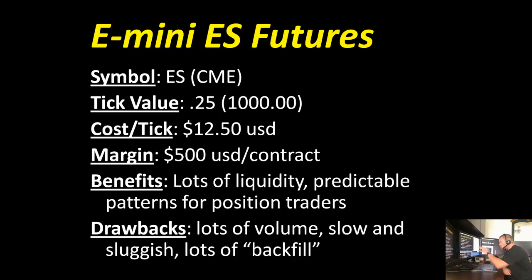So the biggest drawback of the E-mini S&P is that there's too much volume. Okay, all kinds of fake out breakouts and backfilling. Okay, so trade inside the bracket of the E-mini S&P.